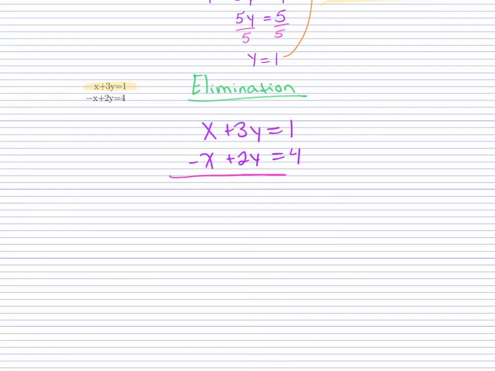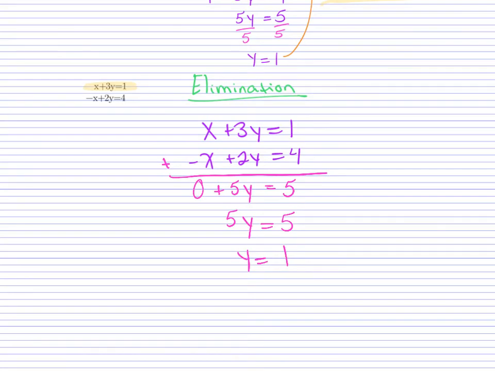So if I add these two equations, x plus negative x is 0, 3y plus 2y is 5y, and 4 plus 1 is 5. So that leaves me with 5y is equal to 5. Divide both sides by 5. y is equal to 1.